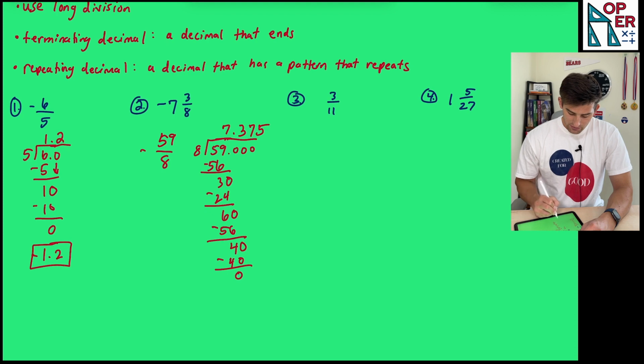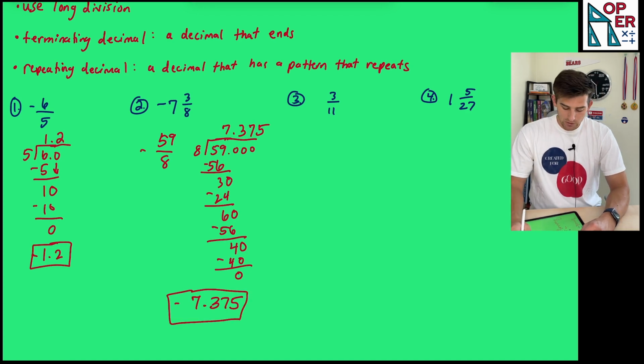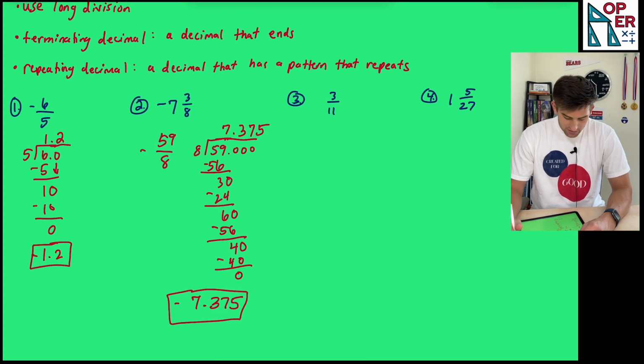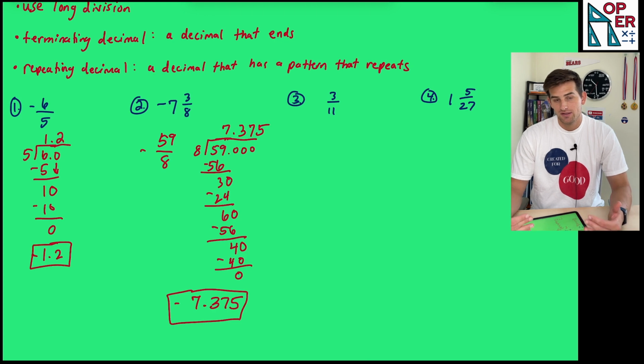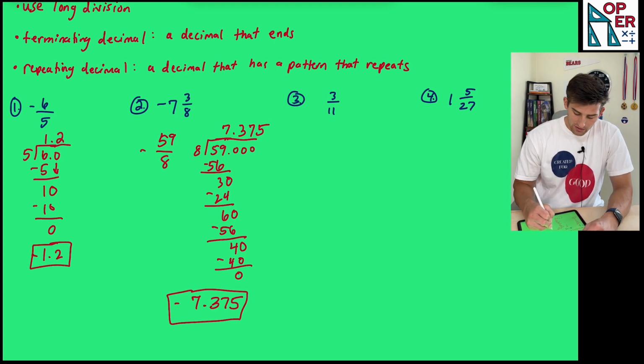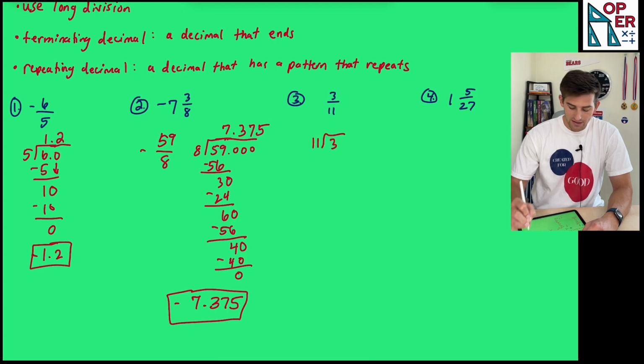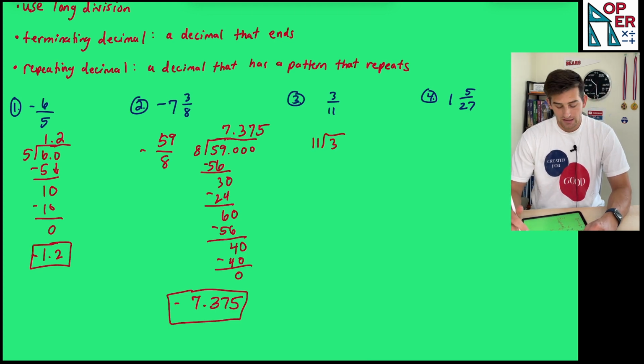Okay, so for this one we could say our answer is 7.375, and we need to tack on our negative because our fraction was negative at the beginning. All right, number 3, we have 3/11ths. Now this is the first one that we're going to do where our numerator is smaller than the denominator, so we're going to end up with 0 point something. So for this, we're going to put 11 outside of our long division and 3 on the inside.